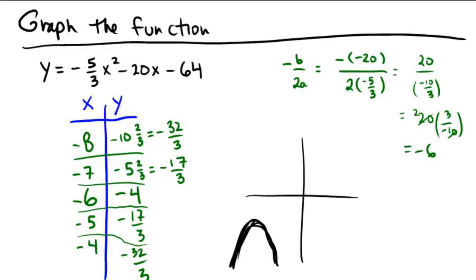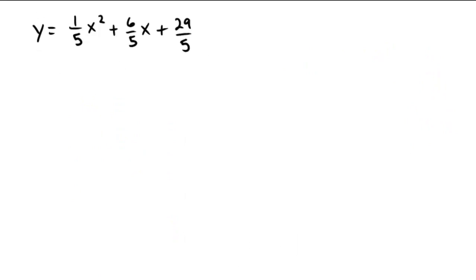So why don't you try this next one on your own? If you were meant to graph this function right here, how could we go about finding 5 points, 1 vertex and 2 on either side, that could be used to draw this graph? So assuming you paused it and tried it on your own, let's go for the vertex first.